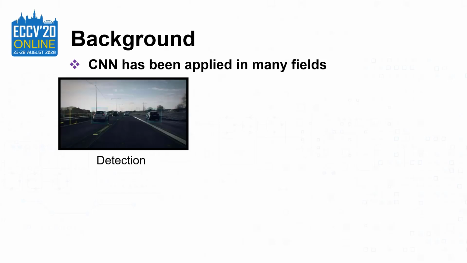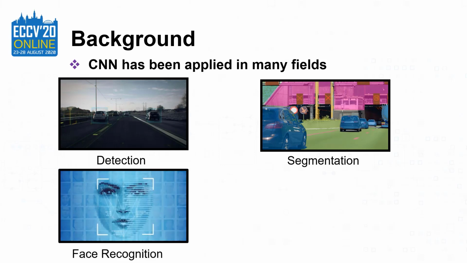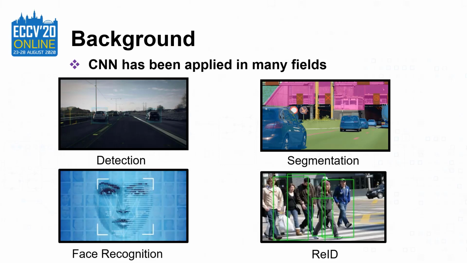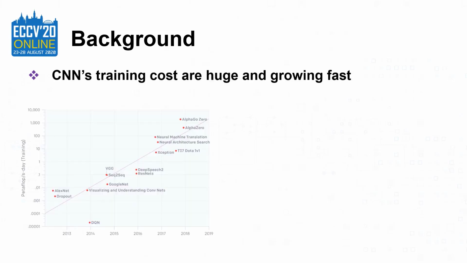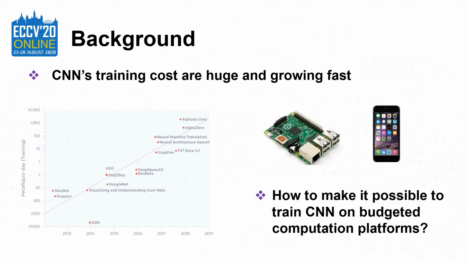We all know that convolutional neural networks, or CNN, has become a powerful tool in many areas and performs very well in most of the computer vision problems such as detection, segmentation, face recognition, and Re-ID. However, CNN's training costs are huge and growing fast. How to make it possible to train CNN on budgeted computation platforms?